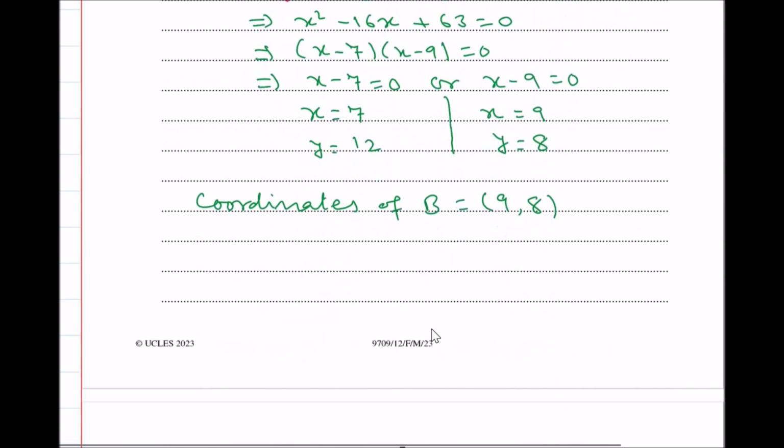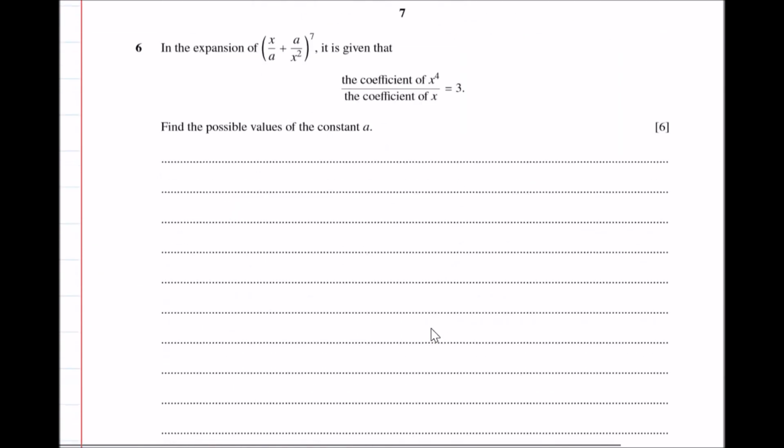That's our answer. Okay. Let's go to the next question. Now, in this question, in the expansion of (x/a + a/x²) to the power 7, it is given that the coefficient of x⁴ divided by the coefficient of x is equal to 3.